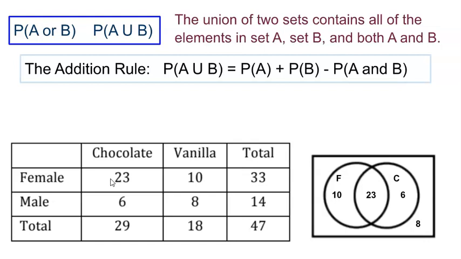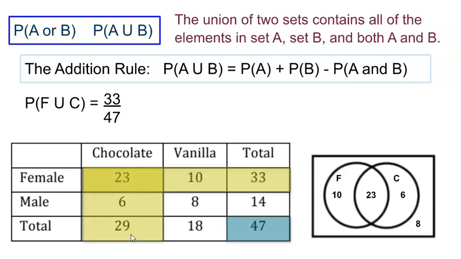So let's take a closer look at this and find the probability that someone represented on this two-way table is female or chose chocolate. So that's the probability of female or chocolate. Let's start by finding the probability that someone was female. So it'll be 33 out of 47. Then let's find the probability that someone chose chocolate. So that would be 29 out of 47.